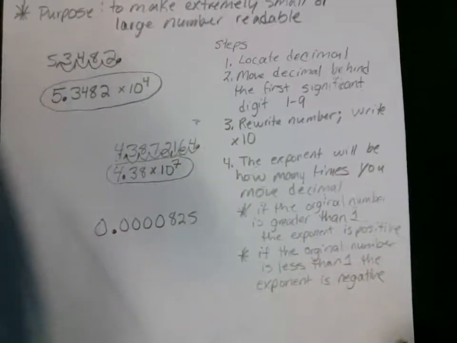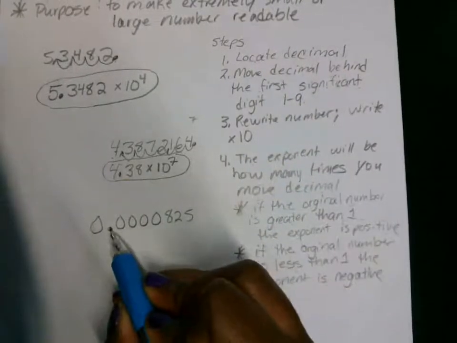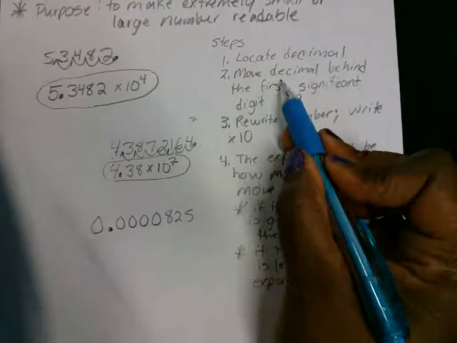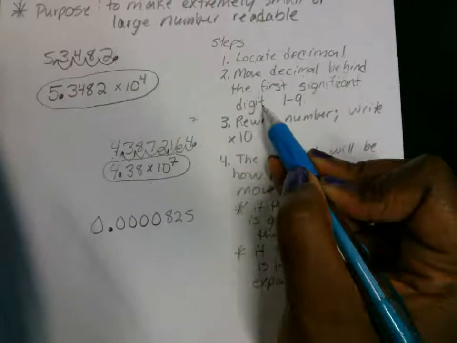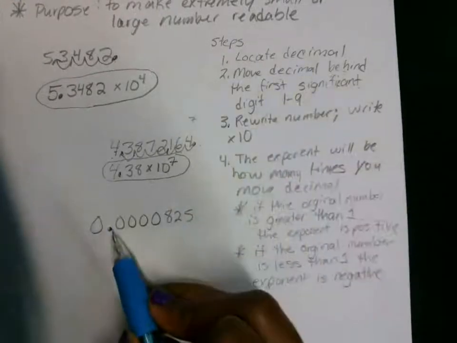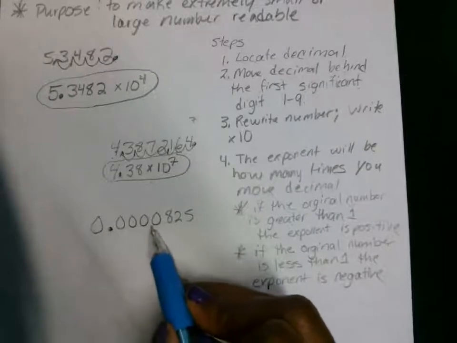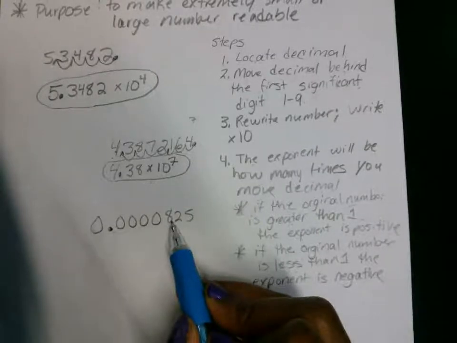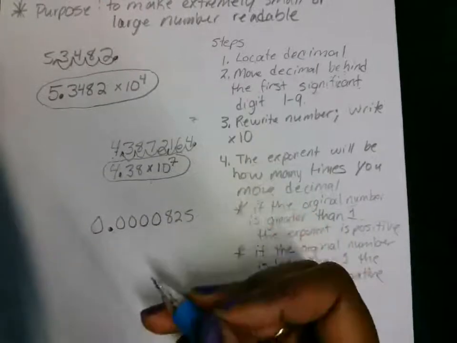We're going to use the same steps. The first step is to locate the decimal. The decimal is here. The second step is to move the decimal behind the first significant digit. Significant digits are digits that hold value 1 through 9. As we read a number from left to right, the first significant digit that we come to is 8. Remember, 0 is not a significant digit. It has no value. Okay?